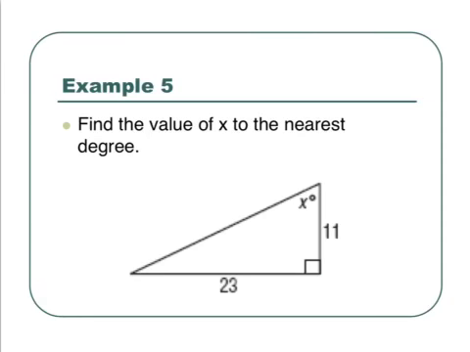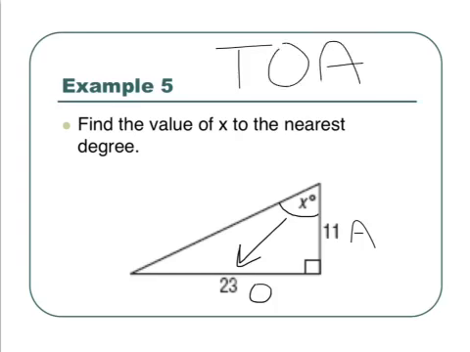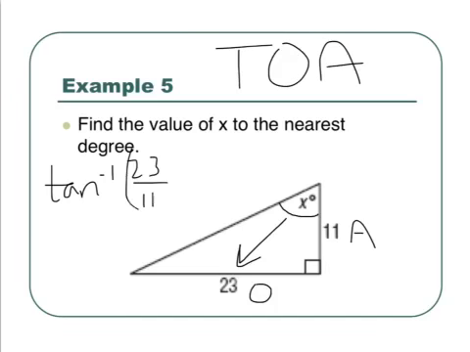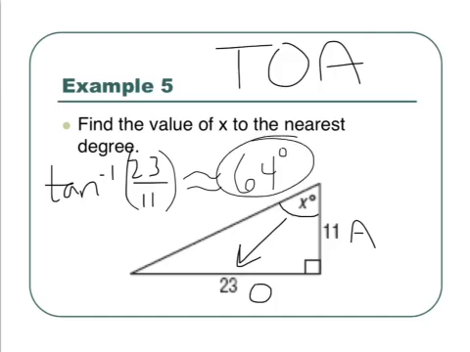All right, so I want to find the value of x to the nearest degree. I'm solving for an angle, so I'm using the inverse in this case. So, inverse trig functions. Now, I'm looking at this angle, and across from it, opposite it, is the 23, and adjacent to it is the 11. So the only one with opposite over adjacent would be TOA. But remember, I'm using the inverse, so it's going to be tangent inverse, and it's going to be opposite over adjacent, so 23 over 11. And I can just plug this into my calculator, and I actually get my degree of about 64 degrees. And there's my answer.